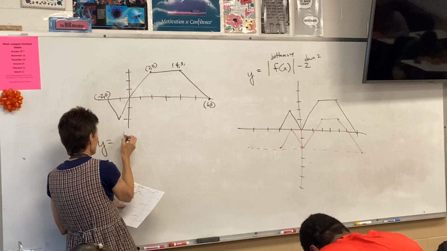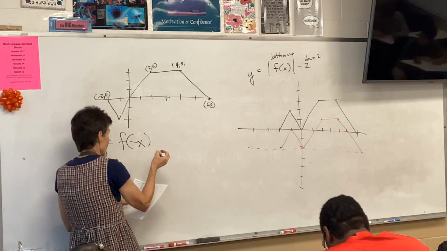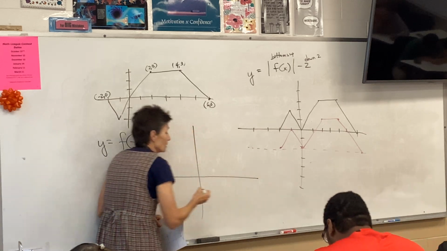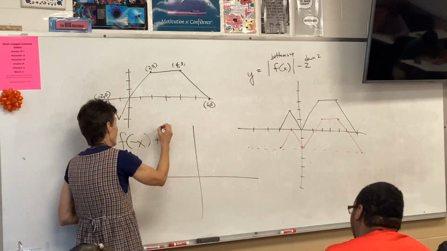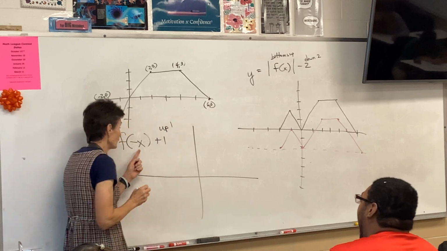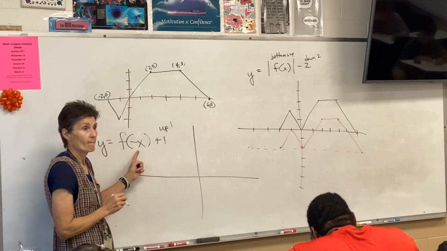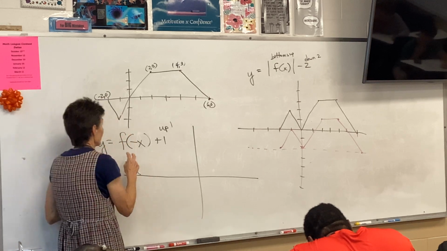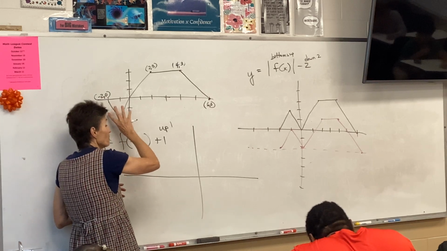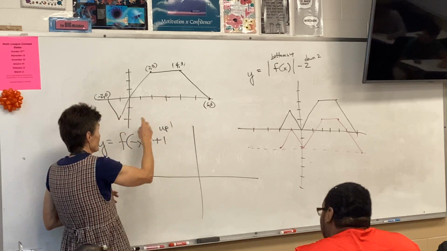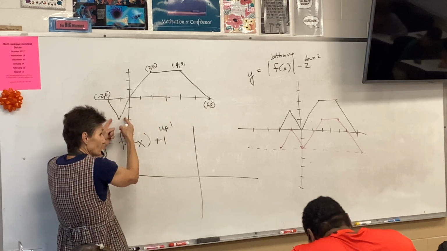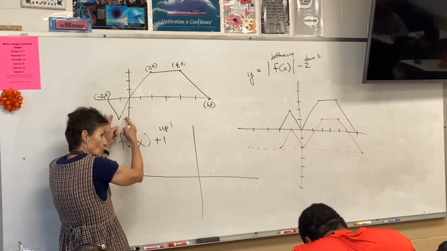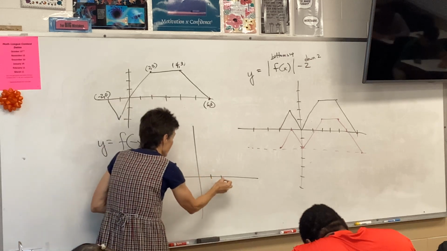F of negative x plus 1. Up 1. So it's definitely going to go up 1. What does that do? Flips you sideways. So that means this entire picture is going to flip sideways. So the triangle that was on the left is now going to be on the right.